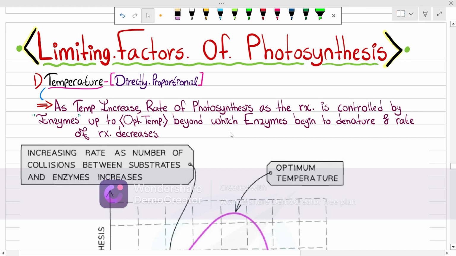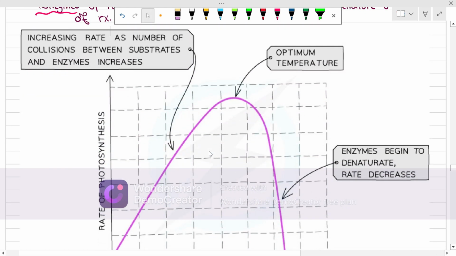The first limiting factor is temperature, which is directly proportional. As the temperature increases, the rate of photosynthesis is also increased, but in temperature, the reaction is controlled by enzymes up to the optimum temperature. After the optimum temperature, of course, the enzymes begin to denature and the rate of the reaction decreases.